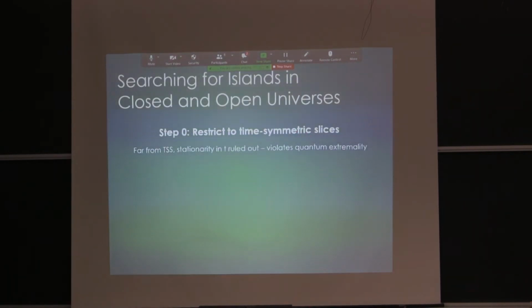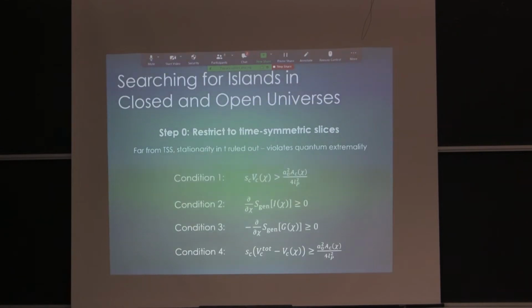And that'll give us some more specialized versions of the conditions. I just put them up here so you could see them, but you don't really need to remember the exact details of the expressions. The conditions all reduce to these different forms in the case where we've restricted to time-symmetric slices. So you can see they'll depend on the volumes and the areas, the precise form of which will depend on if we're looking at a closed or open geometry. And we also need the scale factor at the turnaround time.